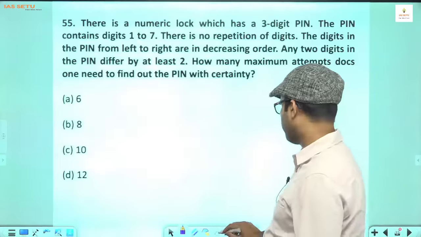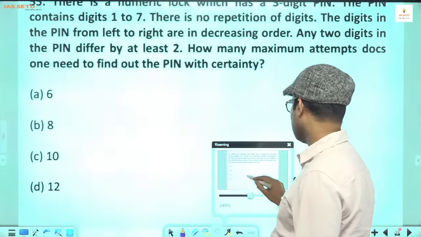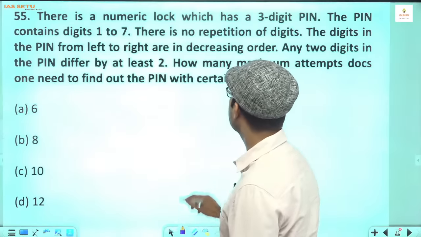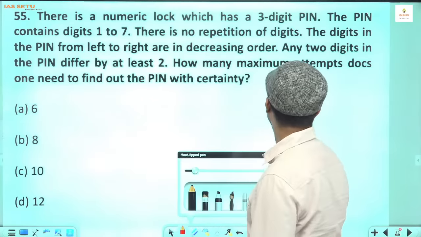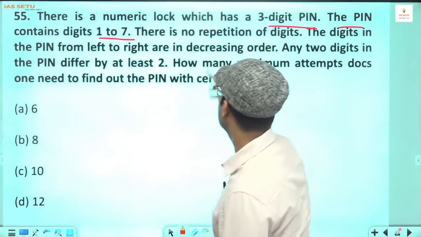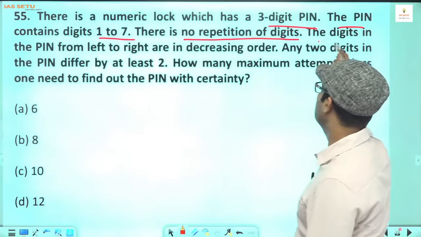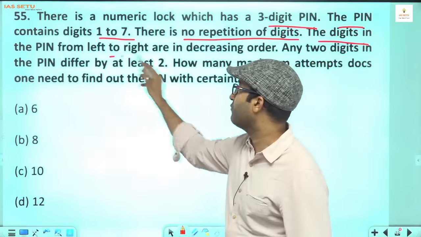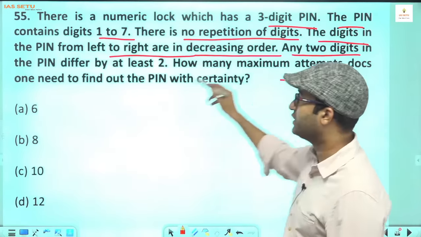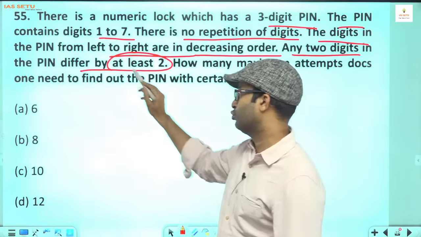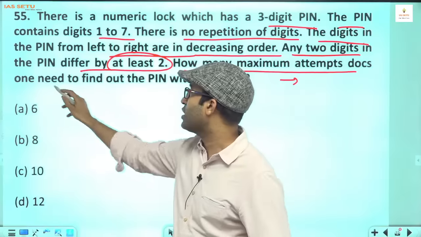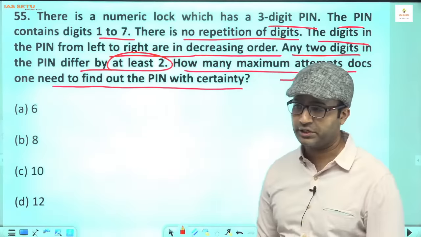Next is question number 55. There is a numeric lock which has a 3-digit pin. The pin contains digits 1 to 7. There is no repetition of the digits. The digits in the pin from left to right are in decreasing order. Any 2 digits in the pin differ by at least 2. How many maximum attempts does one need to find out the pin with certainty?